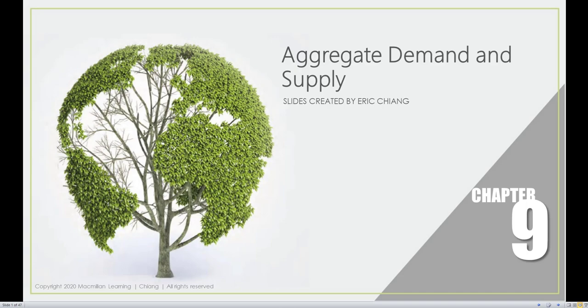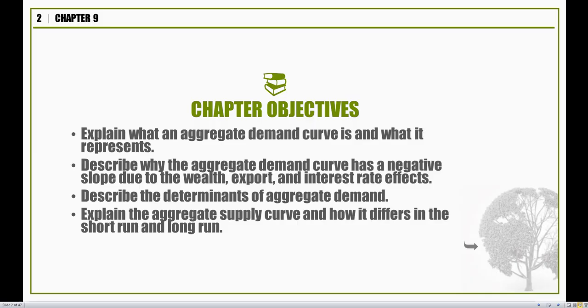So with aggregate supply and demand, we're going to follow a very similar pattern that we laid out in the beginning of the semester, where we built up the demand side of the market, but on the aggregate side. We'll see exactly why our demand curve is downward sloping, and then see the determinants of aggregate demand, what shifts our aggregate demand curve to the right, to the left, etc.